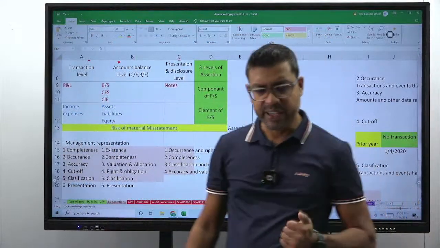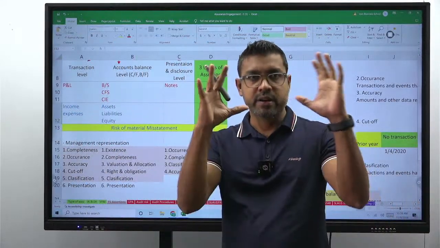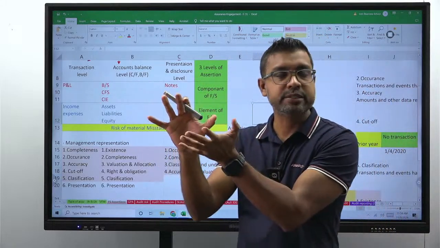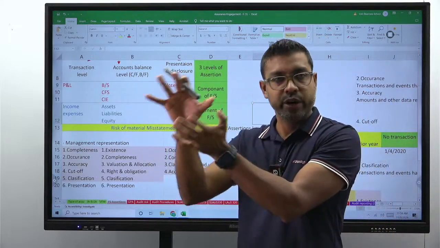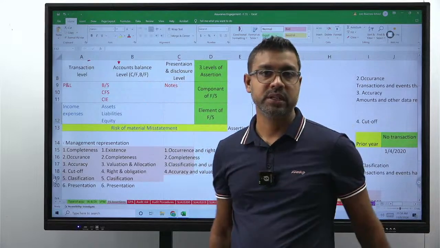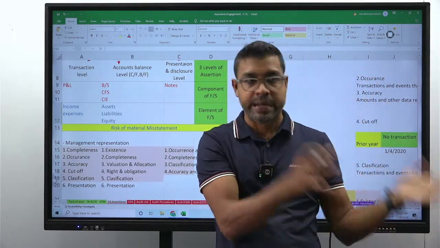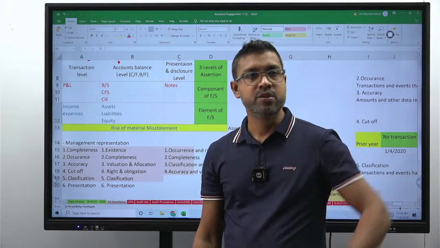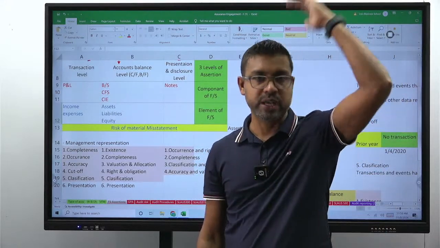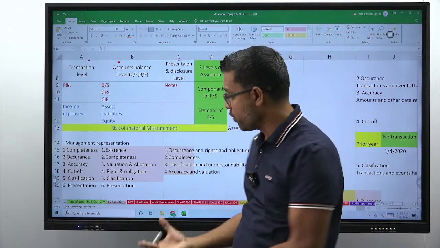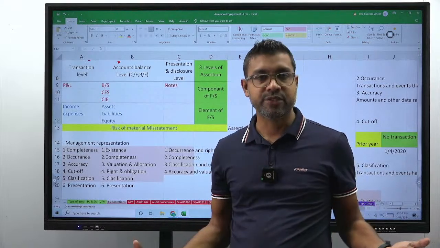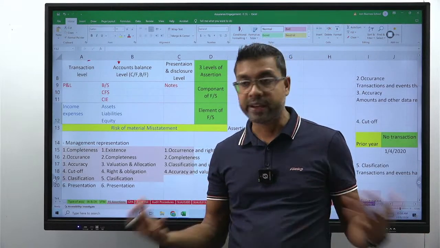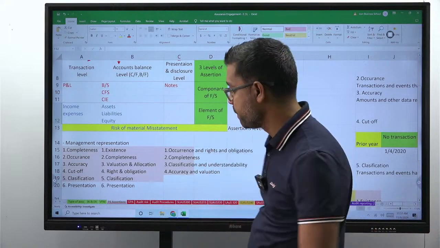Classification. Classification means you have recorded transactions and account balances, transactions meaning income and expenses, in the correct chart of accounts. Salary is in the salary account, depreciation in the depreciation account. You have not taken depreciation into salary or electricity. Your ultimate profit can be correct, but if classification is wrong, your analysis and your final decisions can go wrong.